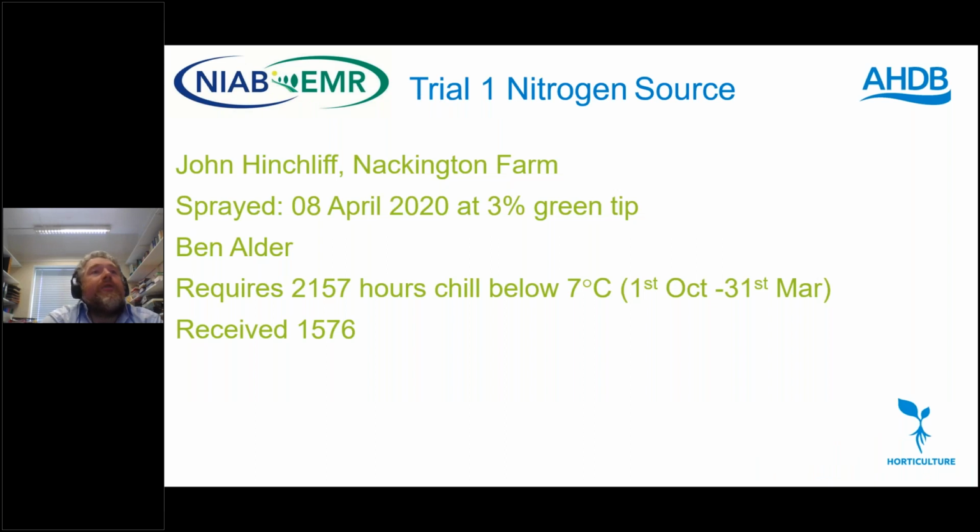We did this with John Hinchcliffe at Nackington Farm. It was sprayed on the 8th of April last year when the crop was at 3% green tip. So this is when it's just bursting and you can just start to see green at the end of the buds. It was on Ben Alder, and Ben Alder needs 2,157 hours of winter chill. It only got 1,576, so it had a decent chill deficit.